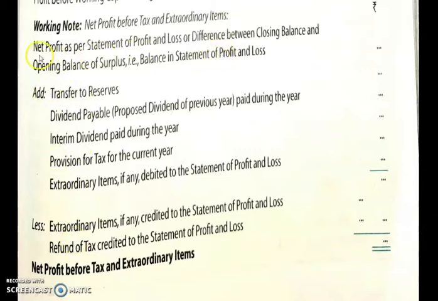So the first thing you have to do is, the question which is given to you for preparing cash flow statement has a balance sheet. They will provide you balance sheet of 2 years. One will be current year and one will be of previous year. So the previous year is the opening balance and the current year will be termed as the closing balance.